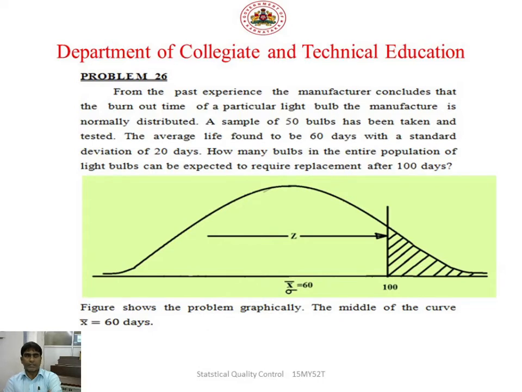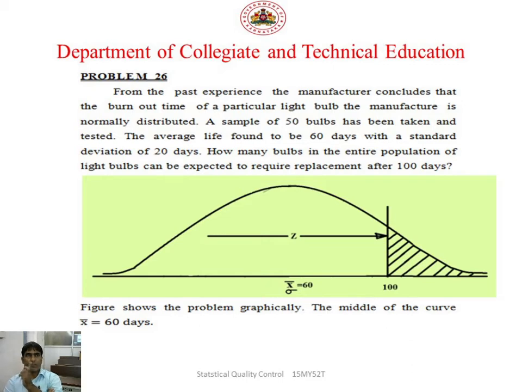So what is he telling? According to his past experience, the manufacturer has taken a sample of 50 bulbs. The average life found is 60 days, with a standard deviation of 20 days. How many bulbs in the entire population of the bulbs will be expected to have a replacement after 100 days? So he is telling that after 100 days, how many bulbs should be replaced?